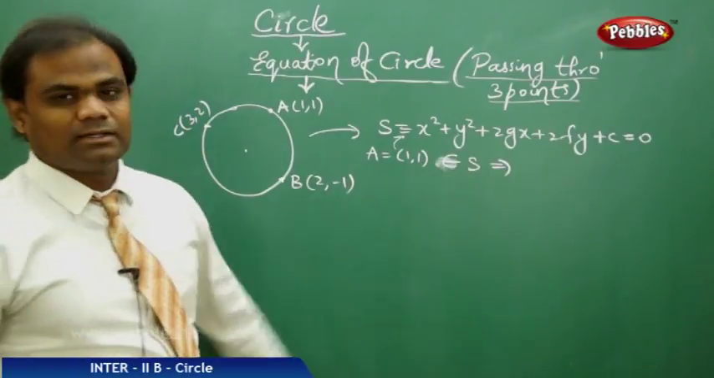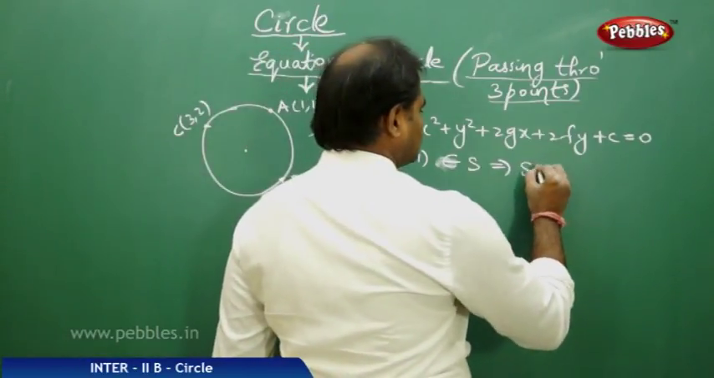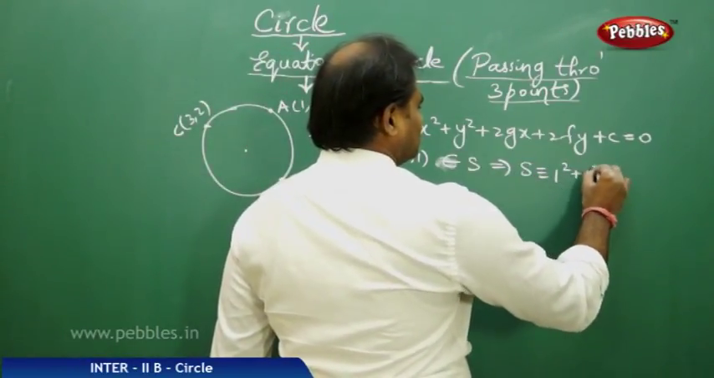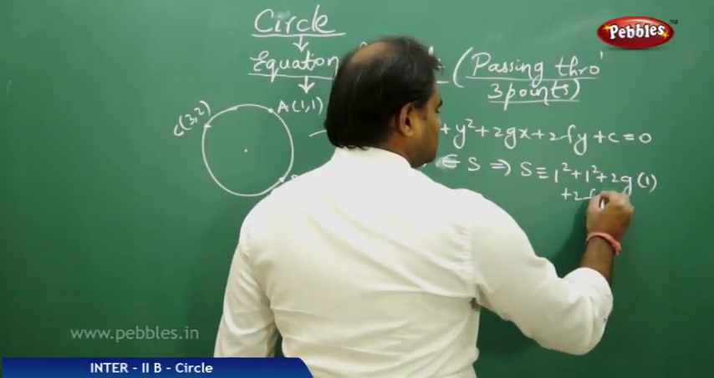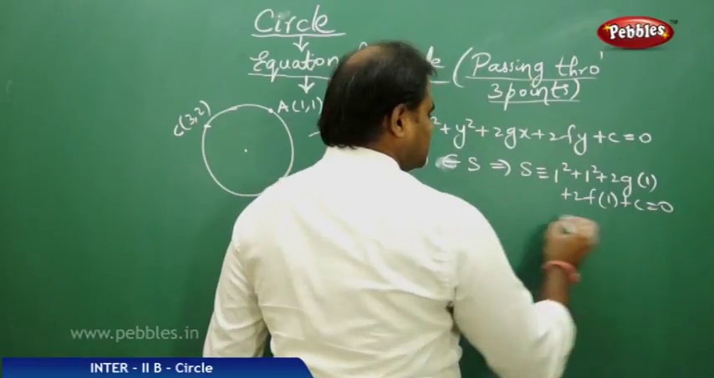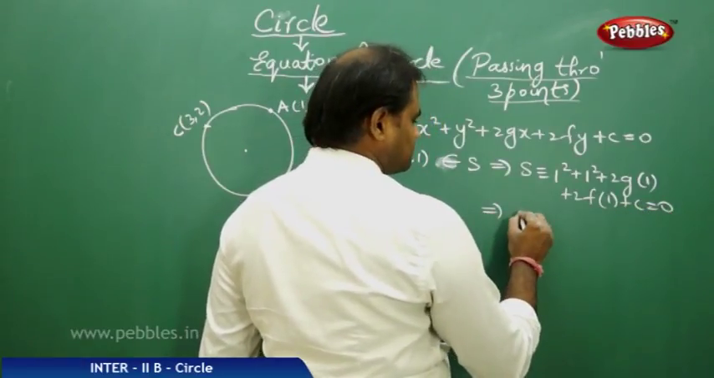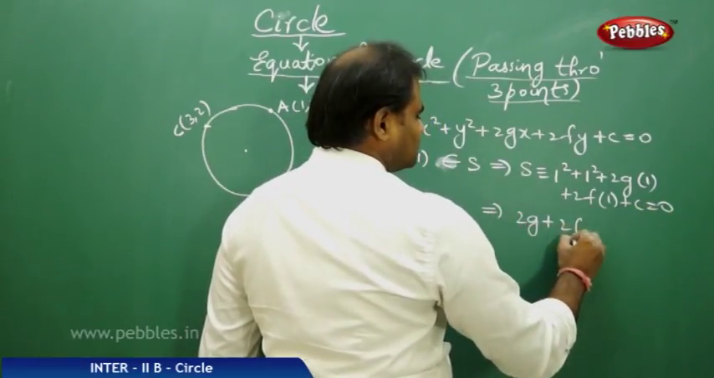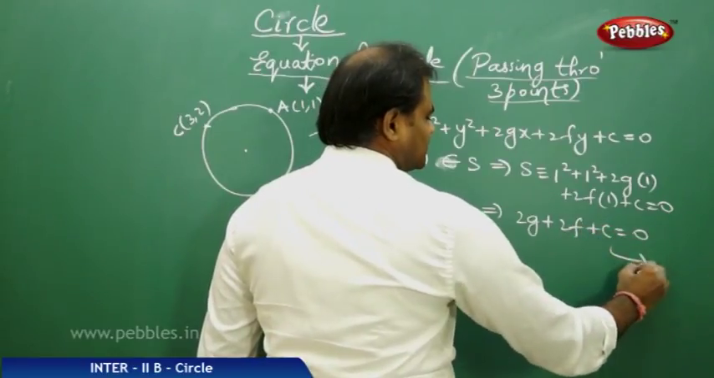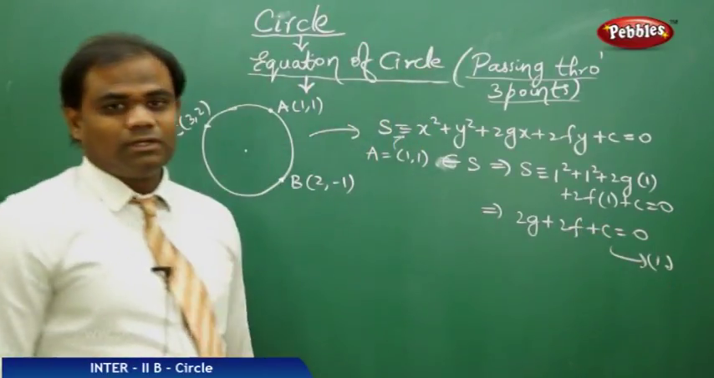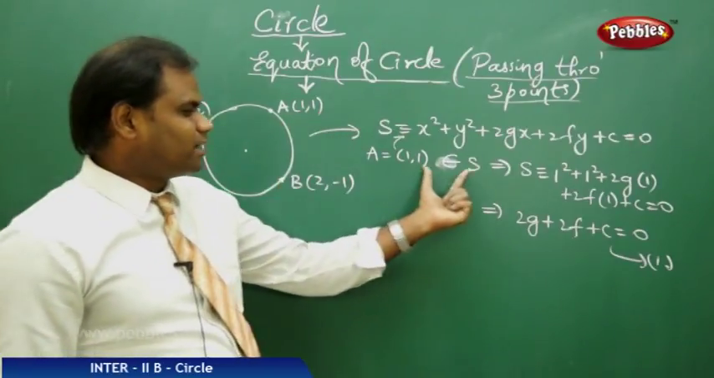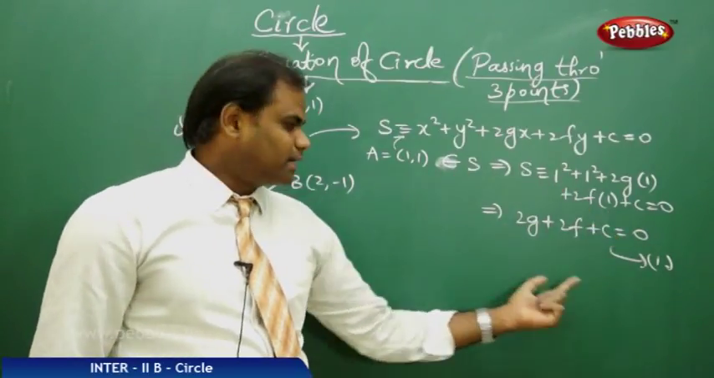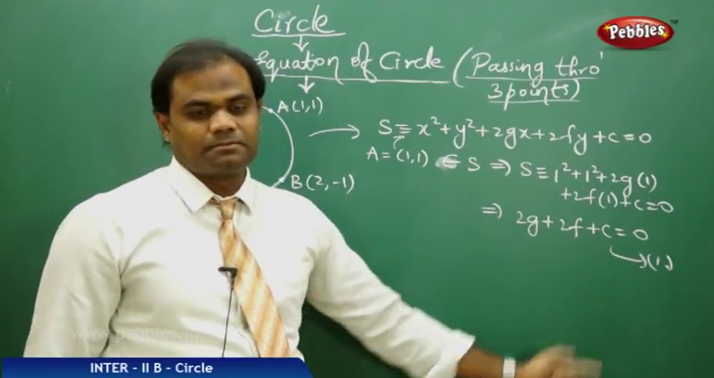That means this belongs to S, which implies x squared plus y squared plus 2gx plus 2fy plus c equal to 0. That implies I get 2g plus 2f plus c equals minus 2. So using the point A which lies on the circle, it satisfies this. Therefore, I get the first equation given by this.